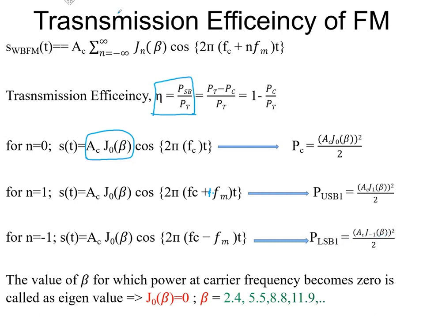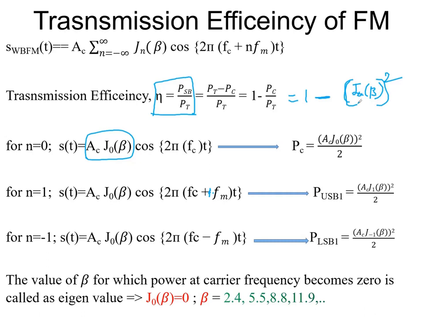Now there is another thing in FM, that is for certain values of beta, your J0(beta) is going to be 0. Whenever J0(beta) is 0, then the power at carrier frequency, which is given by Pc, sometimes may be 0. And this transmission efficiency you may be writing like this: 1 minus the power at carrier frequency. How much is it? J0(beta) square times Ac square by 2, and Ac square by 2 will get cancelled, obviously. Why? Because total power is Ac square by 2. Then your transmission efficiency may be related to your Bessel coefficient: 1 minus J0 square(beta).